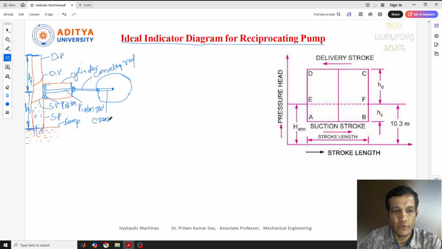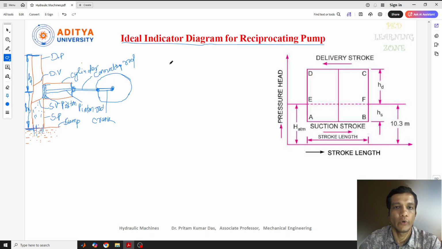So at this position, if you see, the crank is in the normal position, in the rest condition. The pump is not working, it is in the idle condition. Now when the pump starts rotating, or when the pump starts working, at that point, as I told you, this crank will be connected to a motor.